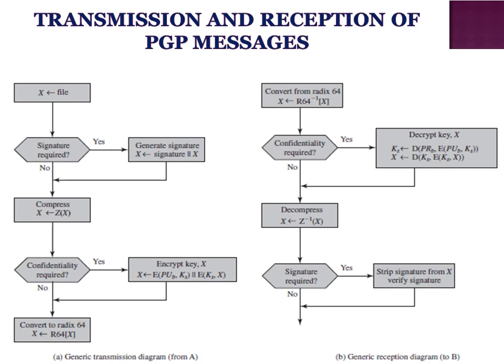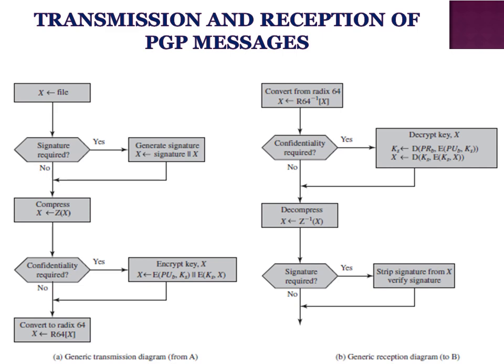So on the transmission side, in case it is required, a signature is generated using a hash code of the uncompressed plain text. Then the plain text plus the signature, if it is present, is compressed. Next, if confidentiality is required, then the block, which is the compressed plain text or compressed signature plus plain text, is encrypted and prepended with the public key encrypted symmetric encryption key. And finally, the entire block is converted into the Radix 64 format. So this is about the transmission of messages at the sender side.